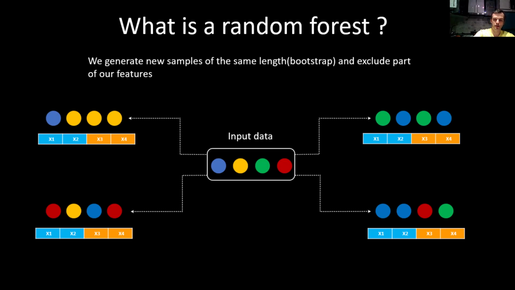In my example, I exclude only one random feature, and what is the reason to do it? The reason is to have our predictions more independent and less correlated from tree to tree, because all these data sets are different, but they were generated from one original data set. So if we use all features for these data sets, we will have similar predictions.